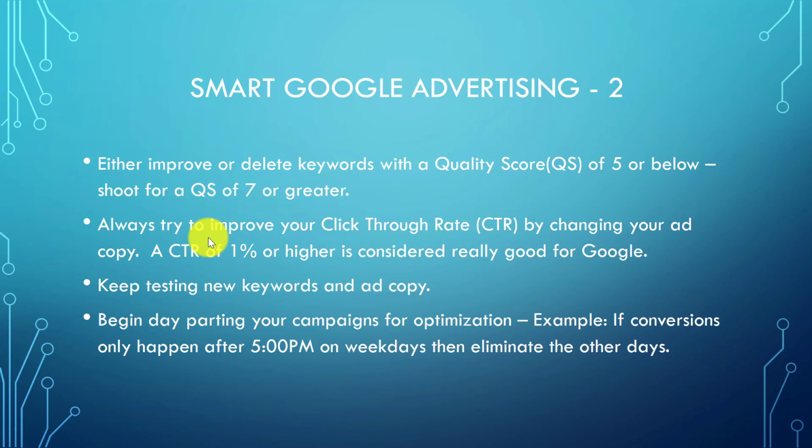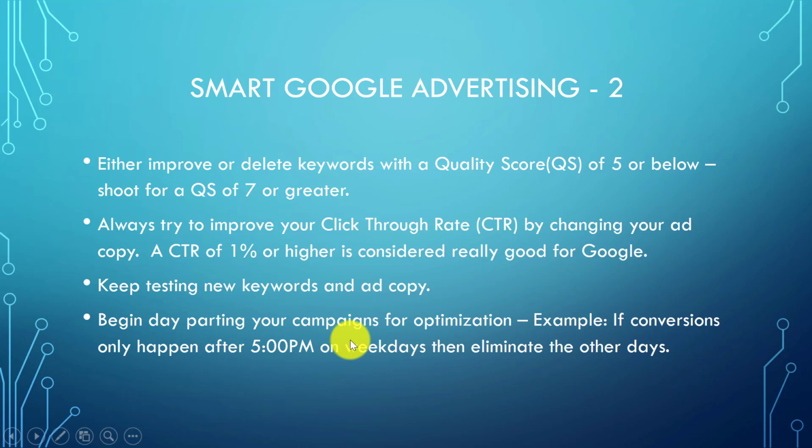So you want to always try to improve your click-through rate by changing your ad copy, which is probably the best way. A click-through rate of 1% or higher is considered really good for Google. So you want to shoot for that as much as possible. You want to keep testing new keywords and ad copy, and by doing that, you're essentially trying to improve your click-through rate.